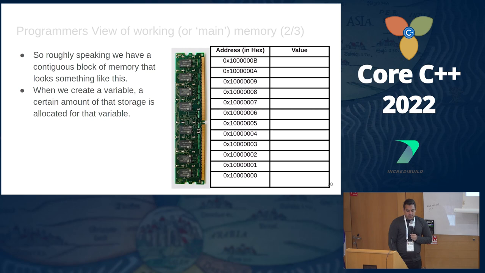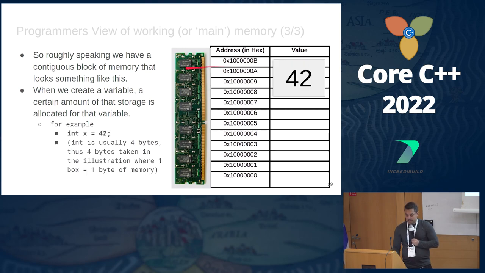Then, of course, when we create a variable, that is creating some storage somewhere here in this main memory. So let's go ahead and add a variable here. I'm allocating int x here for 42. And of course, in C++ we have strong types, so we've specifically said this is an integer. That's 4 bytes, typically, to store this value, 42. So you can see I've stored it in 4 of these boxes here. Not too bad, makes sense.